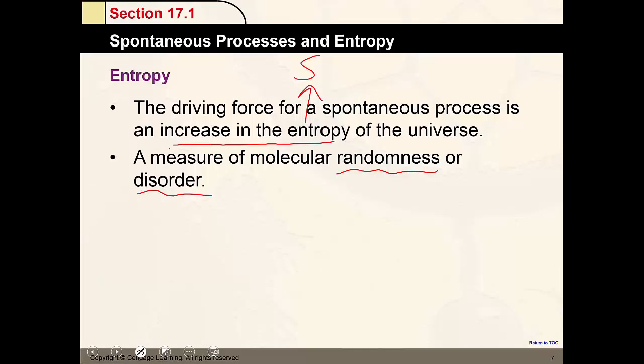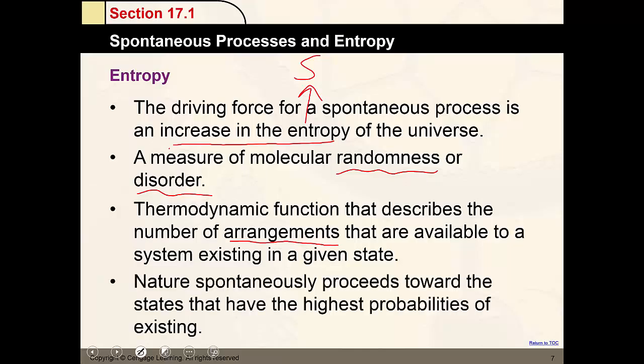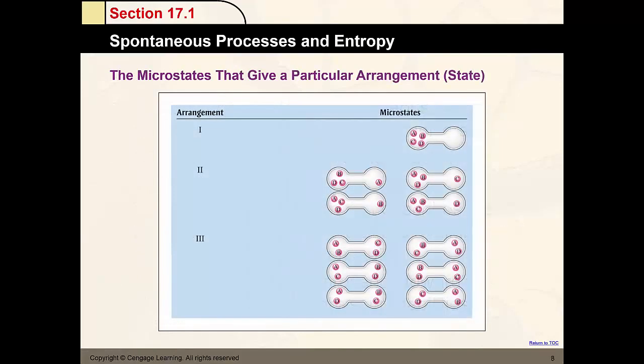Okay? So we use entropy to look at what it means: the number of arrangements that are available to a system in a given state. So that means the more molecules there are, the more entropy that something has. Right? So in nature, it always proceeds to the highest probabilities of existing, and that means more entropy.